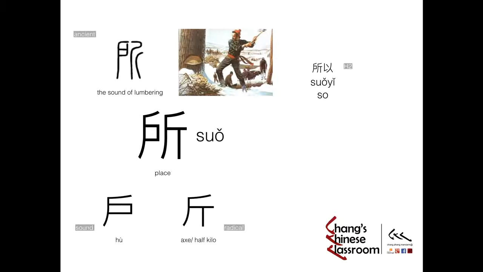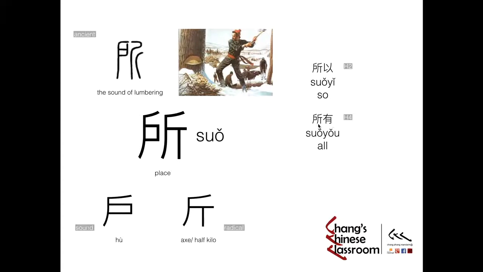Okay, let's take a look at the vocabulary. It's a little bit difficult for me to explain how this place fits in the meaning, so I'm going to skip this. Just please memorize this as a whole vocabulary: 所以. Okay. And the second one is a little bit easier to explain.